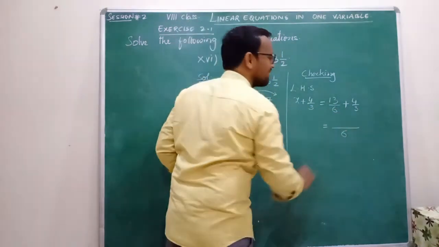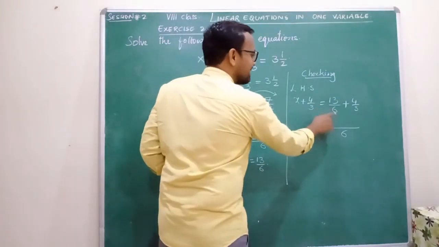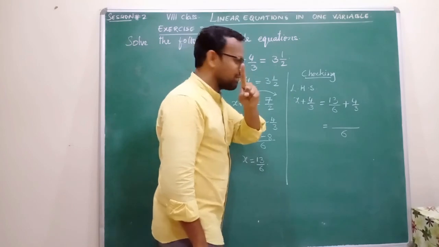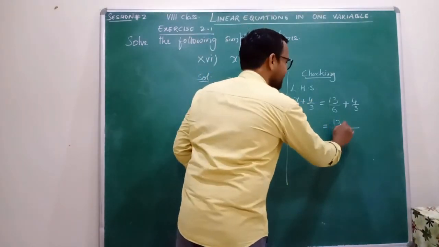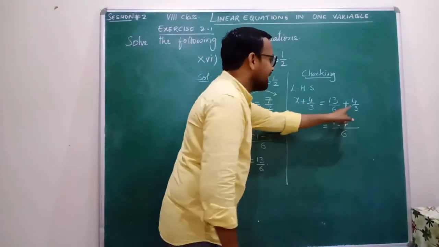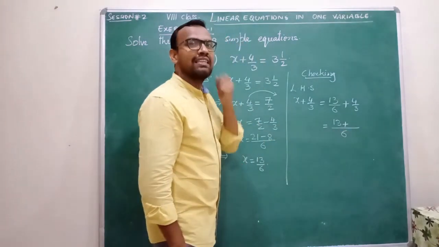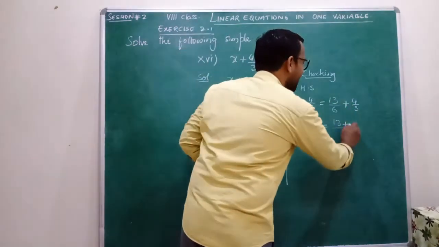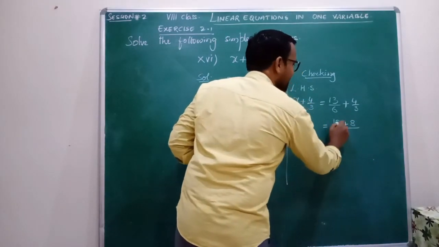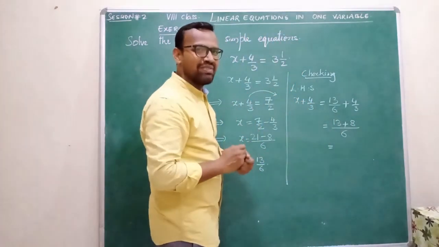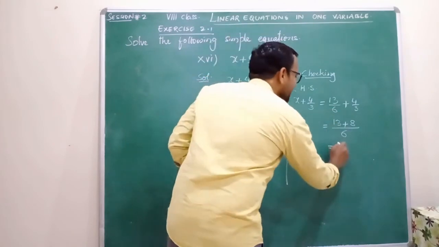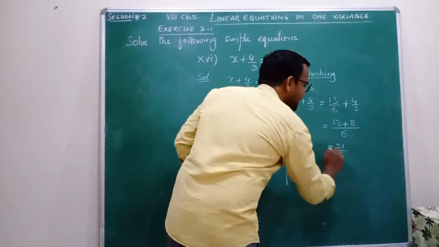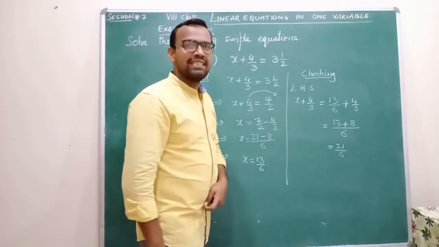Least common multiple is 6. So in 6 table, when are you going to get 6? 6 1s are 6. So 1 time. 1 13s are 13 plus. In 3 table, when you get 6, 3 2s are 6. Now 2 times. 2 4s are 8. Now 13 plus 8. How much will it be? 13 plus 8 is 21. Isn't it? By 6.